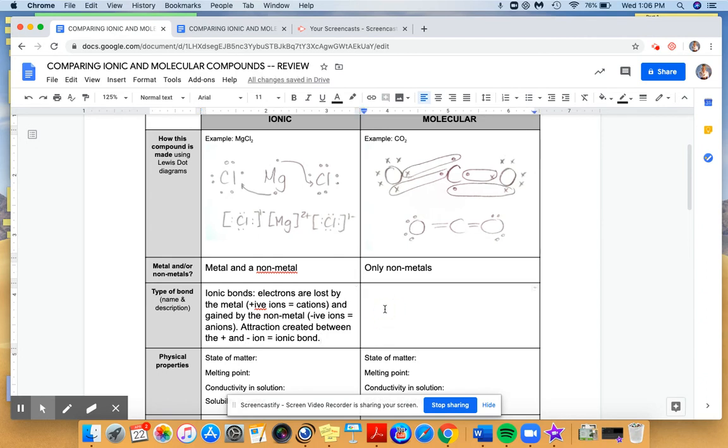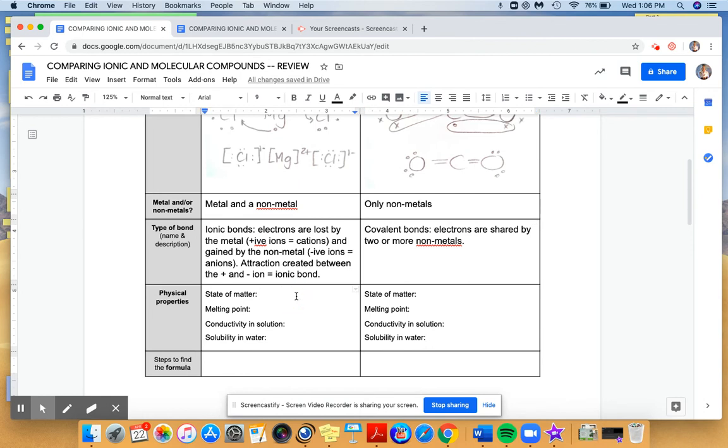In molecular compounds, they're called covalent bonds. Sometimes we call them molecular bonds. And the word co helps to figure out what's actually going on with the electrons because they're sharing. And so when you're a co-president or you're a co-pastor, you're sharing responsibilities. So covalent is sharing electrons. Electrons are shared by two or more nonmetals. Okay, we talked about physical properties.